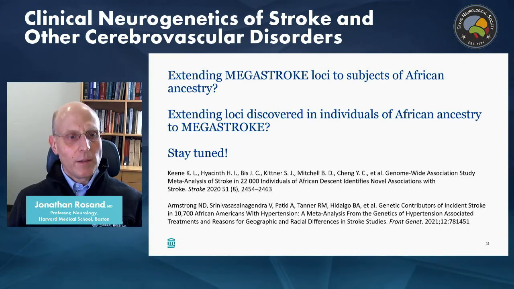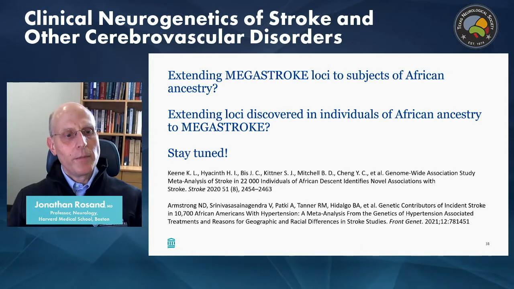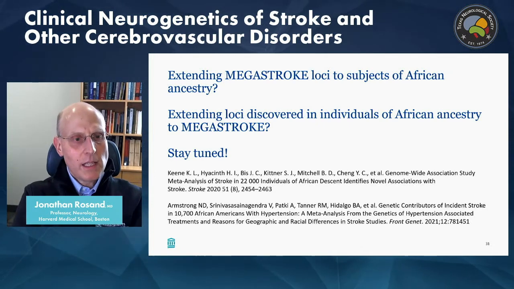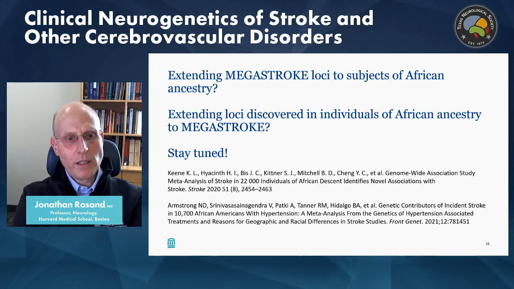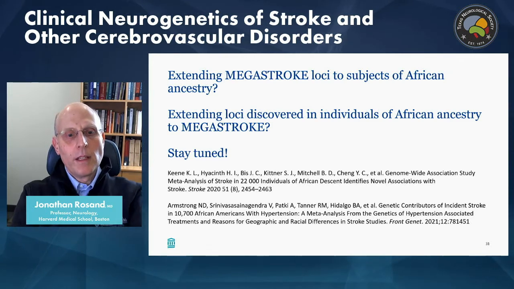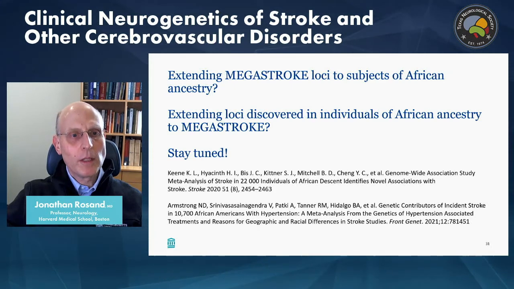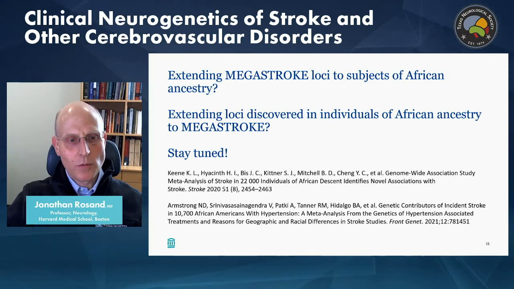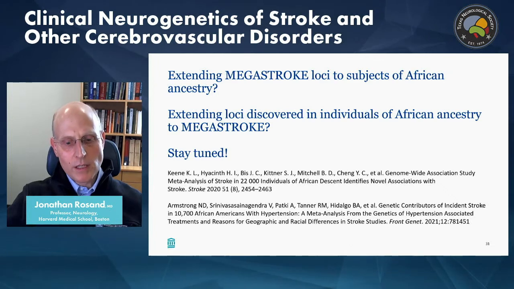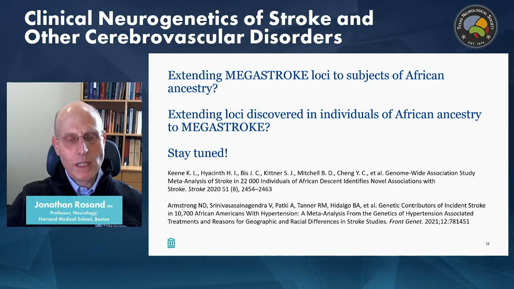The 2020 study from Dr. Keene and his colleagues identified a new locus in individuals of African descent that wasn't clearly identified in megastroke, and also didn't confirm a lot of the megastroke loci. So we really have to stay tuned. But fortunately, there are going to be a number of studies of individuals of African ancestry included in gigastroke. So I expect many of these questions will be addressed for the first time.